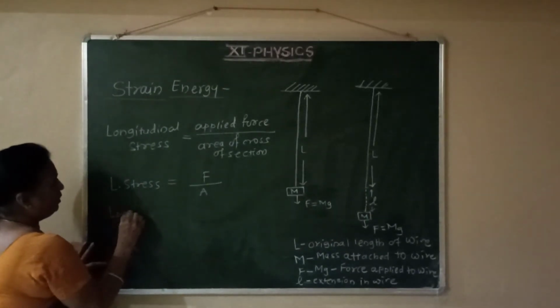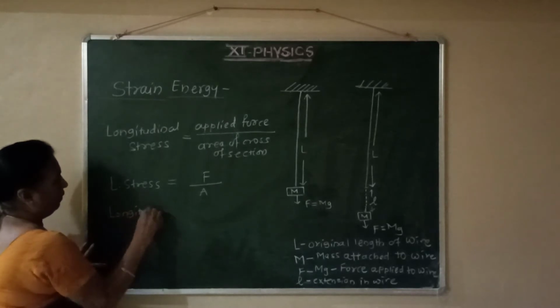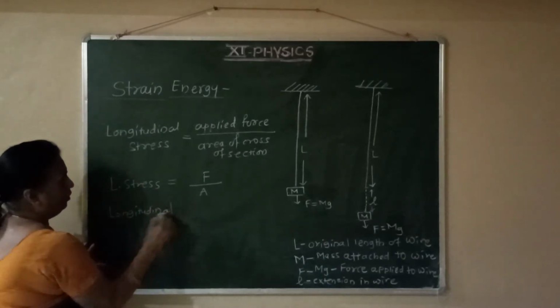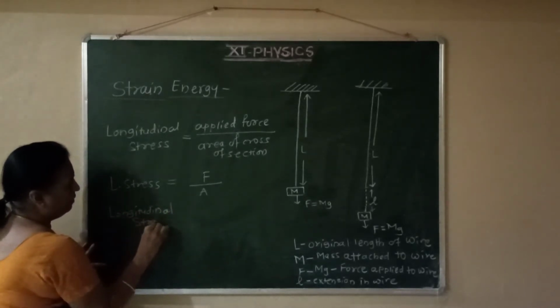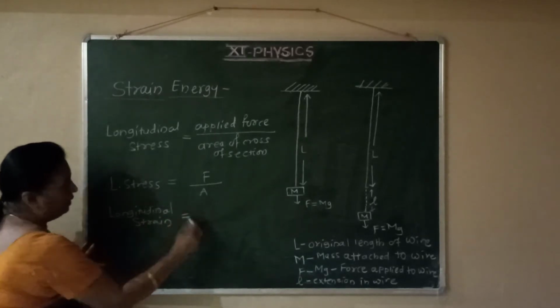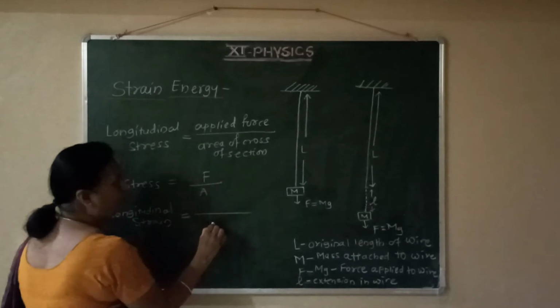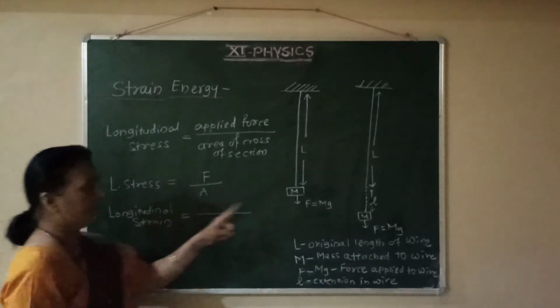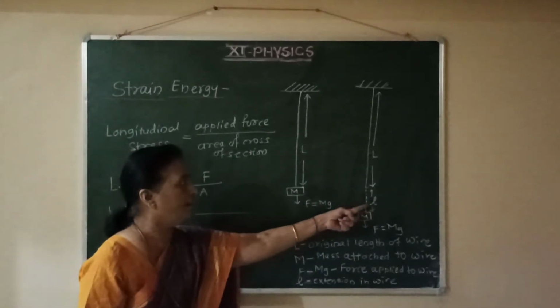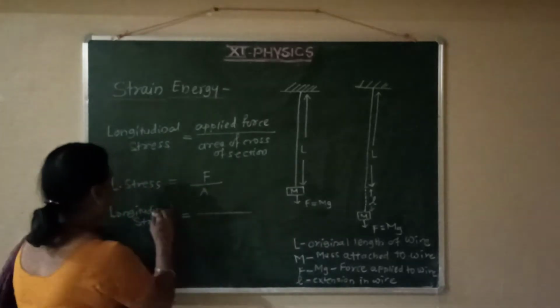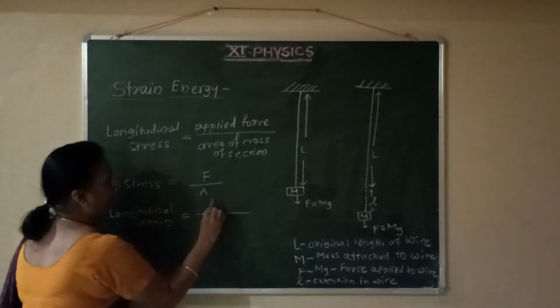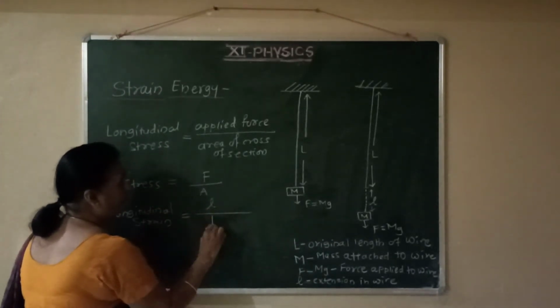Similarly, if you have to find longitudinal strain, which formula do we consider? It is the ratio of increase in length to the original length. Here the increase in length is small l, and the original length is capital L, so the longitudinal strain comes to be l upon L.